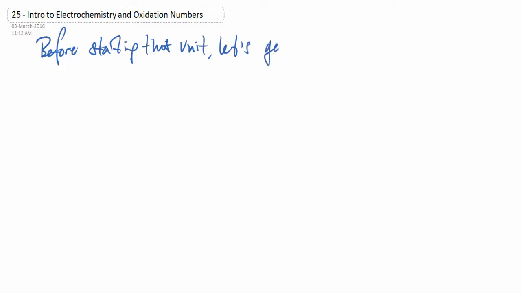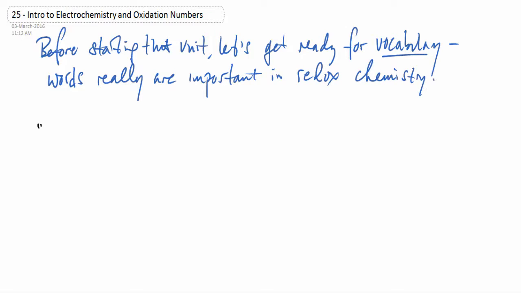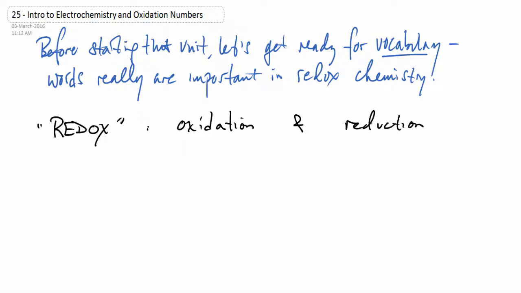And before starting this unit, we need to get ready for some vocabulary. Words really are very important in redox chemistry. So the first word we'll talk about is that word redox. What do we mean when we say redox? Well, when we talk about redox, we mean a combination of two words, which is oxidation and reduction.